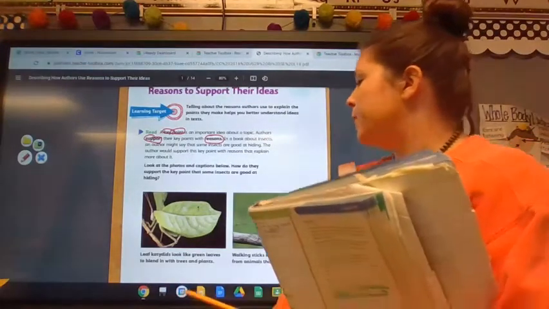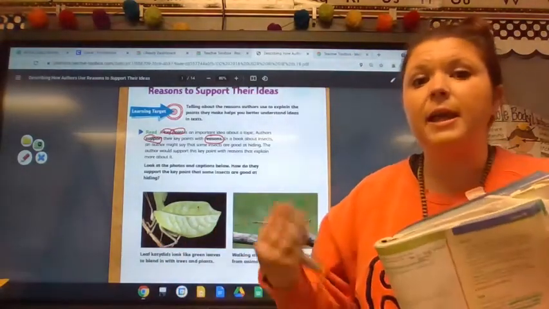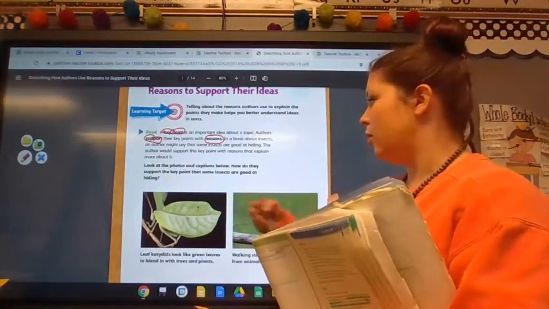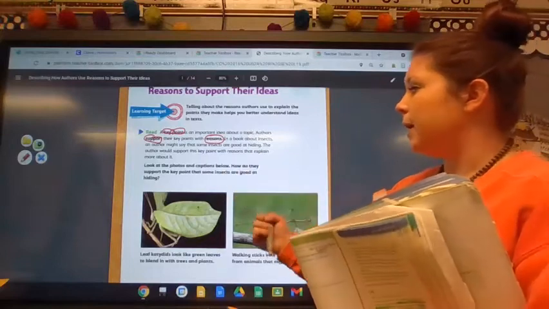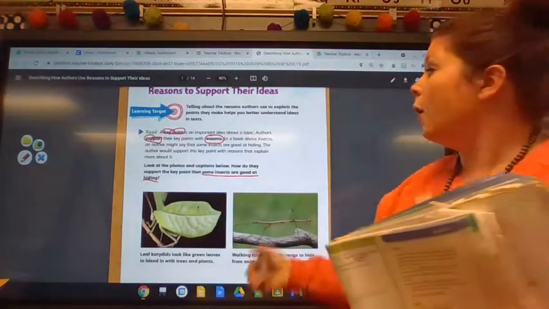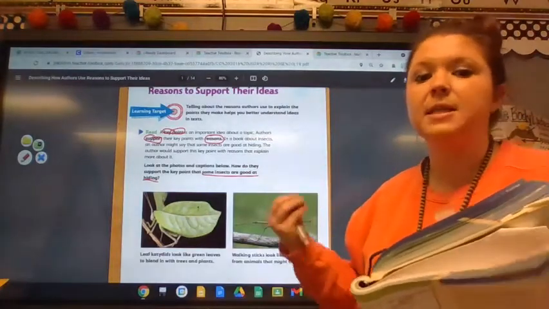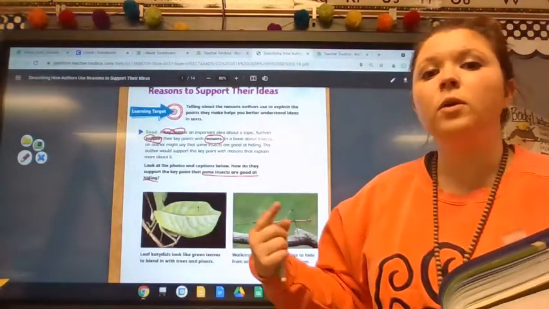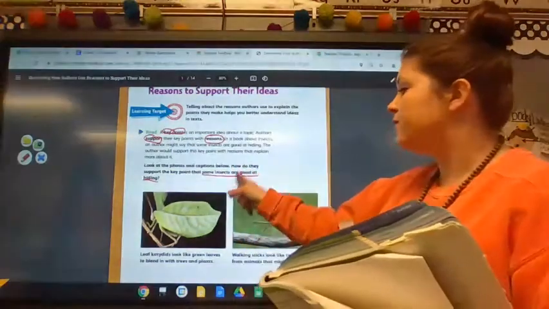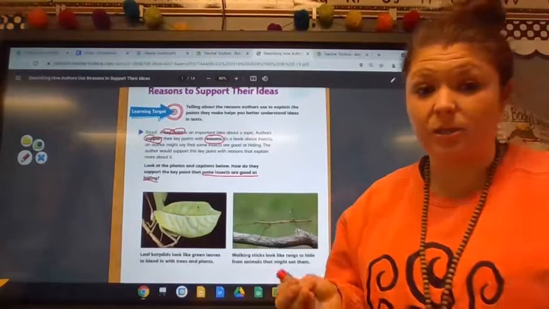So what we're going to do is look at the photo and the captions. Remember, the captions are below a photograph to let us know what's happening in the photo. We're going to try to answer the question or support the key point that some insects are good at hiding. So our key point, the important idea about this topic, is that insects are good at hiding. Now we're going to find the answer to the question, how are they good at hiding? We're going to try to find reasons that support why insects are good at hiding.